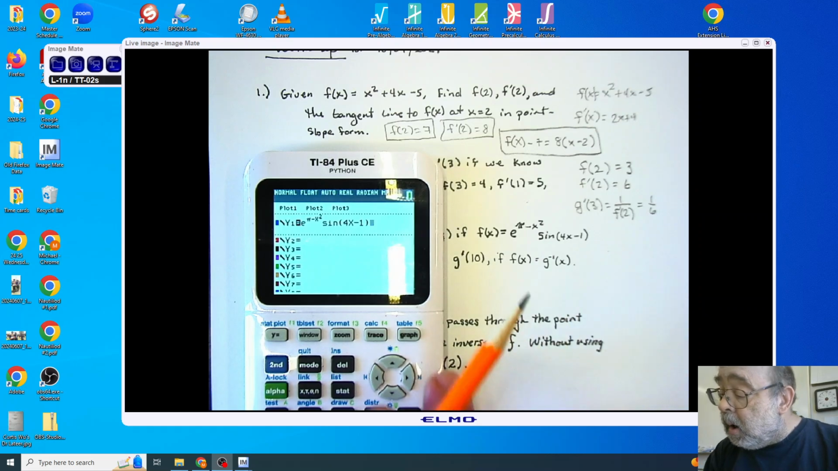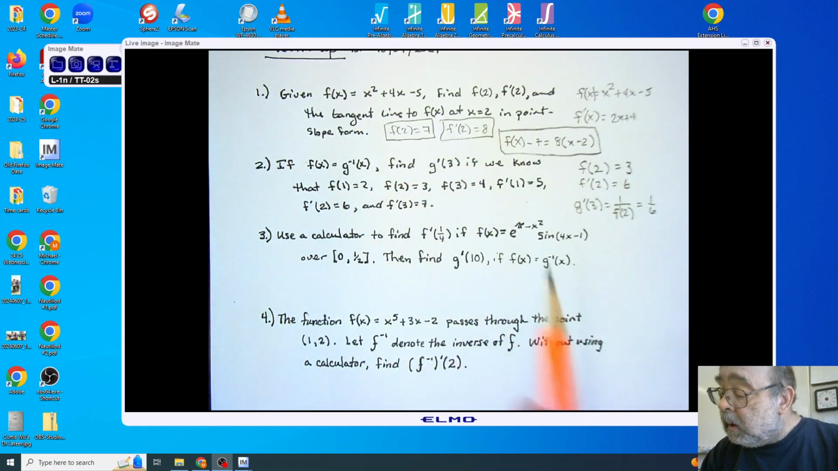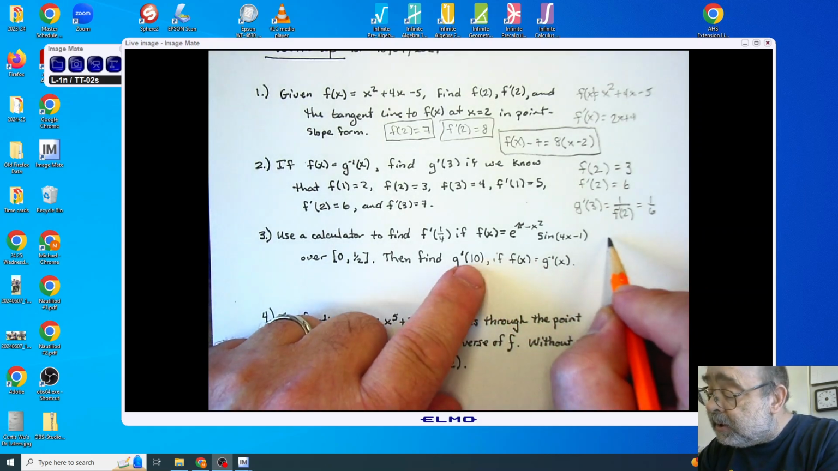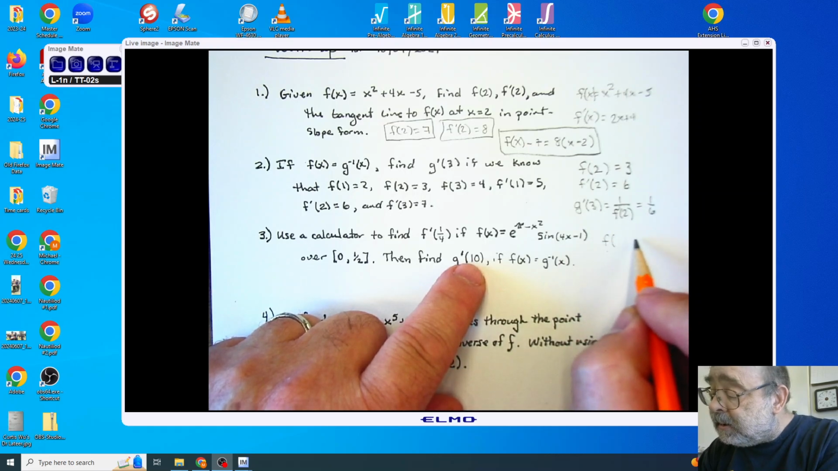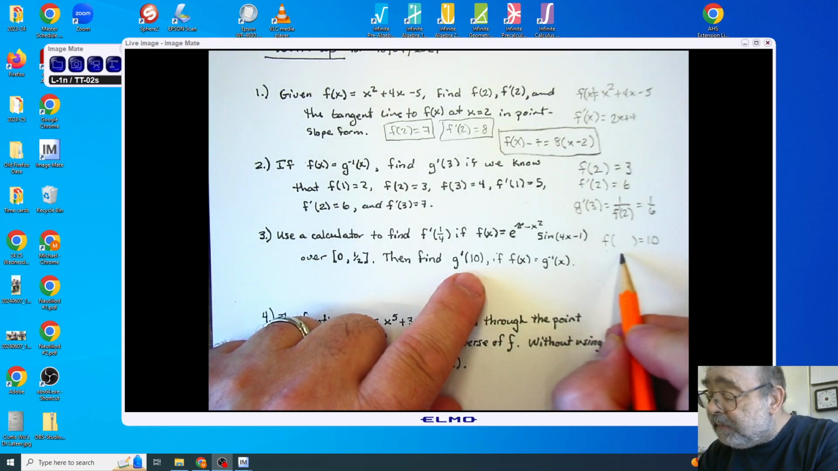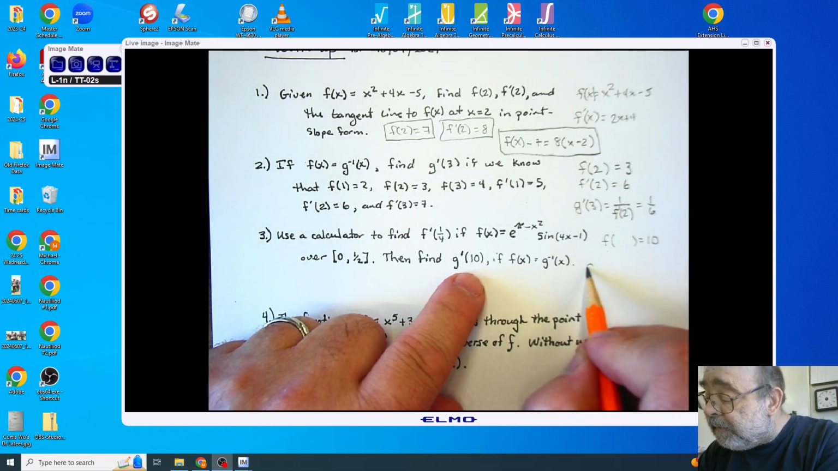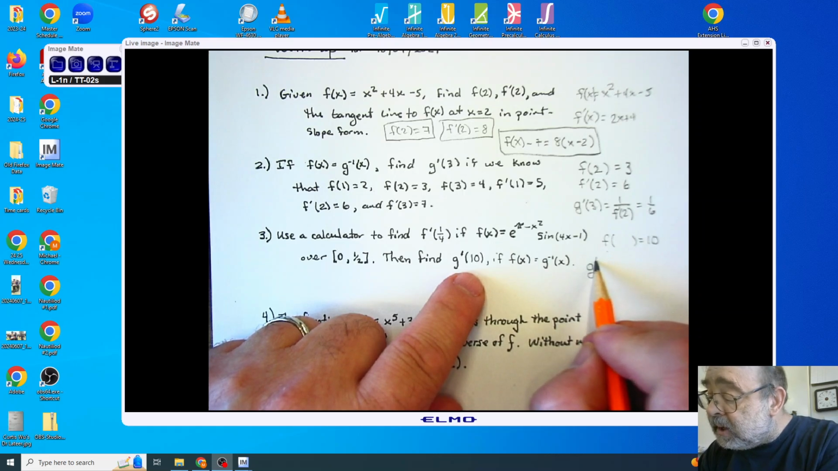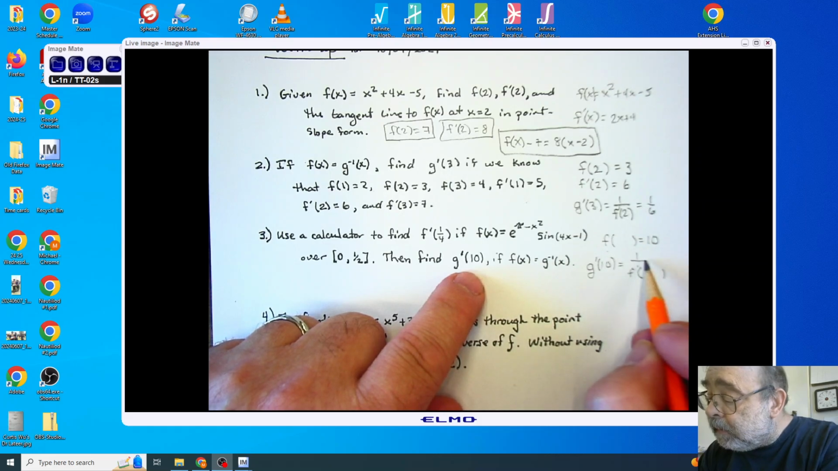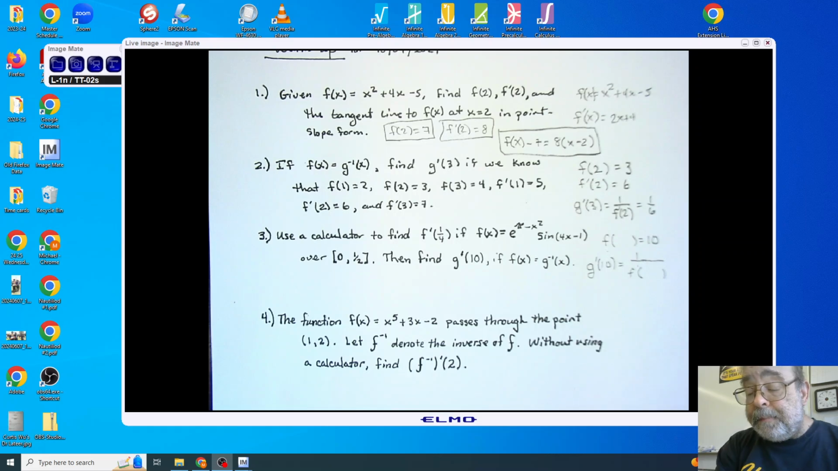I'm looking for when is the g prime, so I'm thinking about it in terms of f of what is equal to 10, and then once I have this value, I will be able to find my inverse, g prime of 10, by using 1 over f prime of whatever value I'm getting. Okay, so that's my plan.